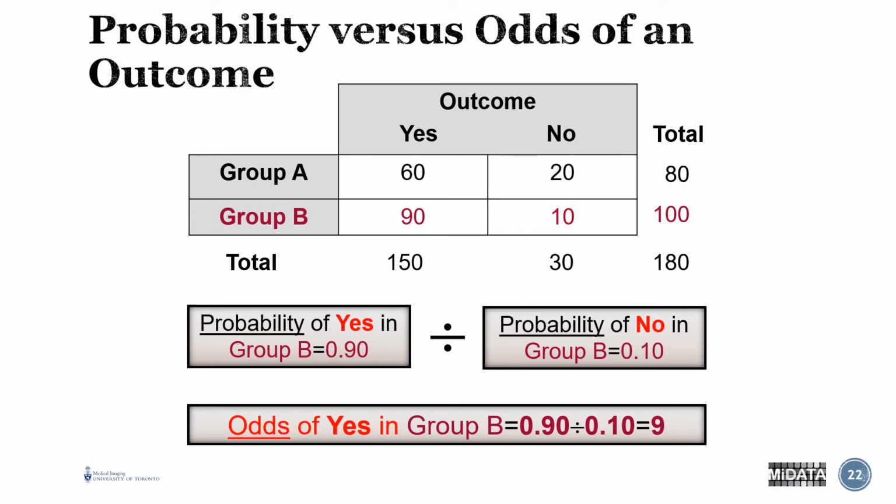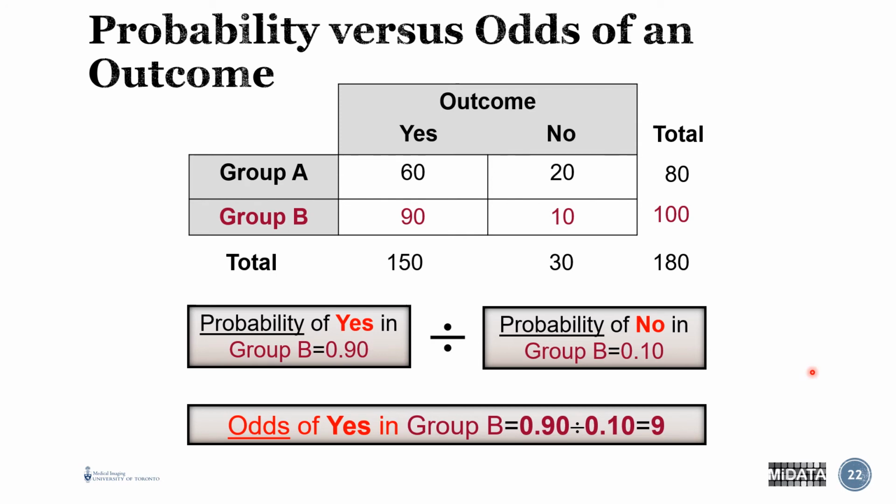Now, when we look at the odds, you'll remember that the odds is the probability of an event divided by the probability of a non-event. And so in this case, as we just calculated in the previous slide, the probability of an event is 0.9 for group B, which is 90 divided by 100. The probability of a non-event for group B is 10 divided by 100, which is 0.1. So the odds of a yes in group B is 0.9 over 0.1, which is equal to 9.